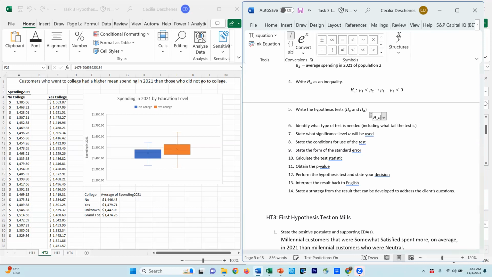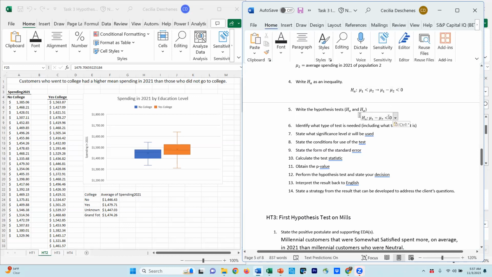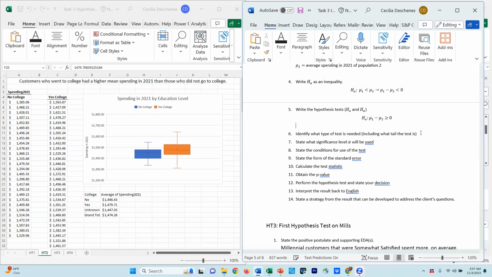So the null hypothesis here is just the same thing, and if you want to make sure you don't mess it up, just copy it and flip the inequality to being the mathematical opposite. So if it's less than, instead it's going to be greater than or equal to.